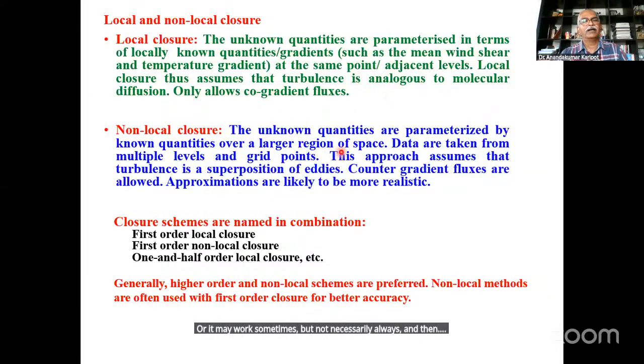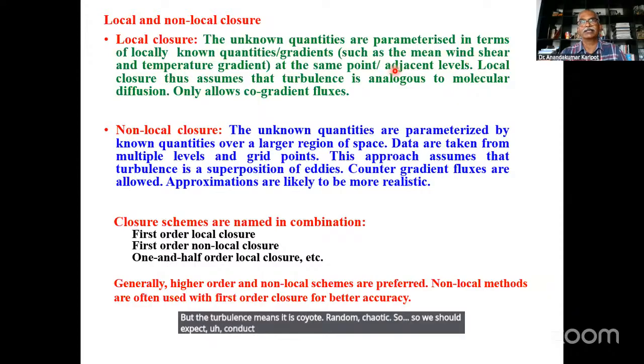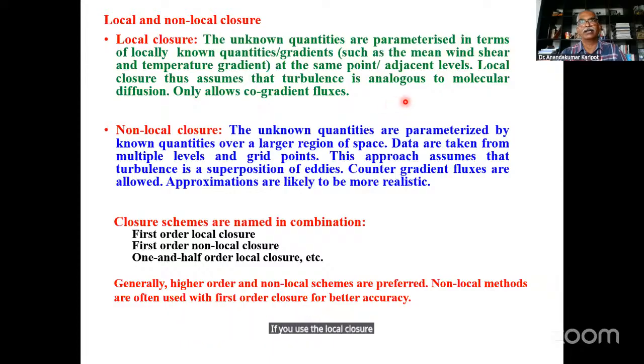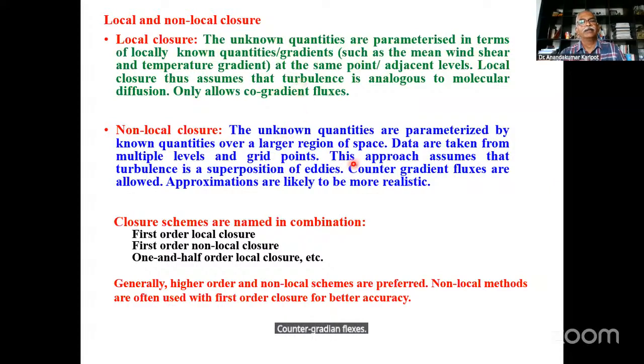It works if the turbulence is weak and the eddy sizes are small, and the exchange is as per the gradient. But turbulence means it is chaotic, random. So we should expect counter gradient fluxes also, against the gradient. But if you use the local closure, then local gradients will not account for the counter gradient fluxes. So the other way is to use the non-local closure.